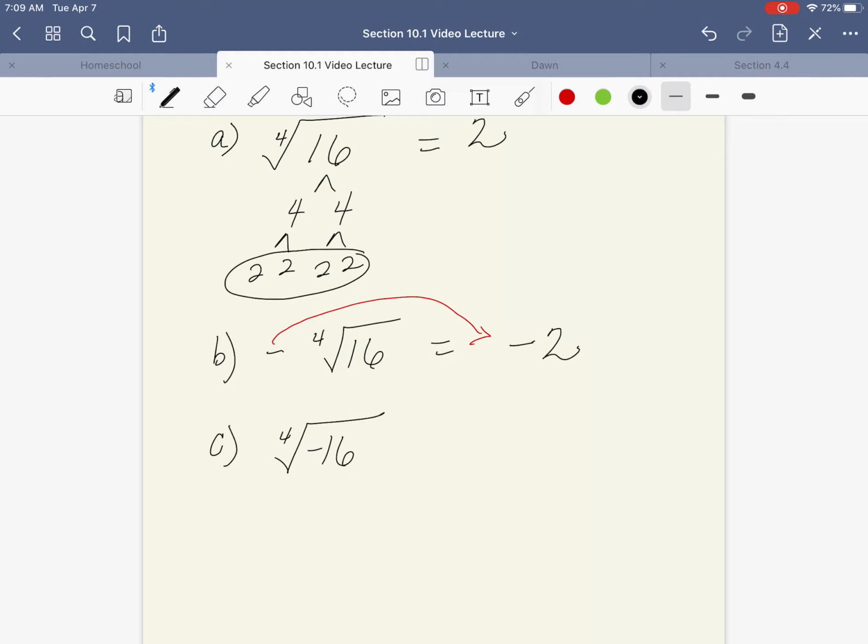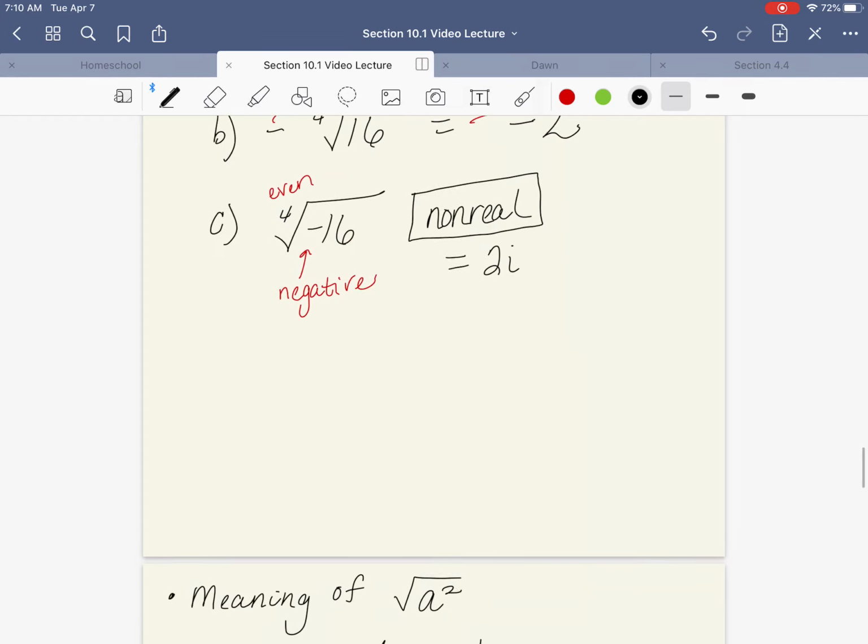All right, but this goes back to what I said previously. If you have an even index and a negative under the radical, this is going to be a non-real number. All right, I'm not asking you to find what that number is, but in this case, it would be 2i. But you just need to tell me that this is non-real.